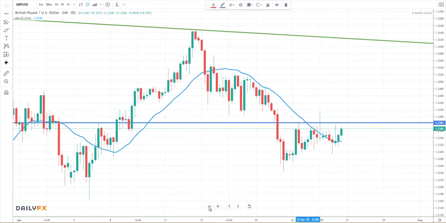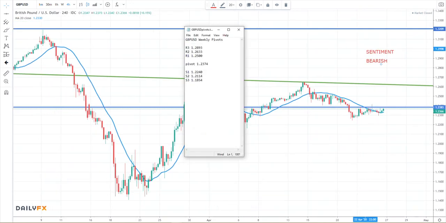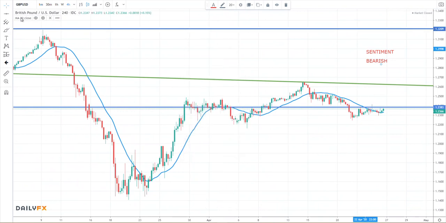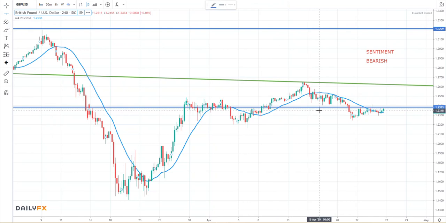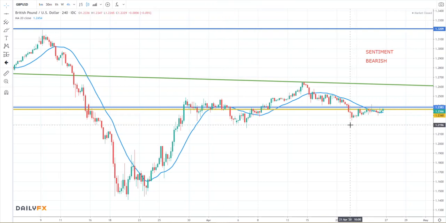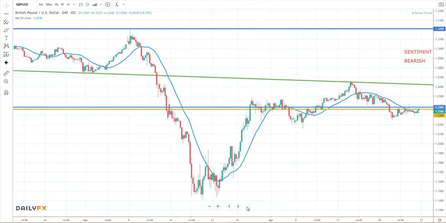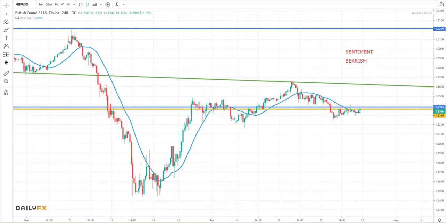So this is our 4-hour. It's kind of like your micro daily. I'm going to go ahead and bring in my pivot points. So our pivot this week is 1.2374, essentially right where price is sitting now. Okay, so we're going to make that yellow for our pivot. And I usually think of a pivot as someplace that price is most likely to touch during the week. So looks like it's already there.